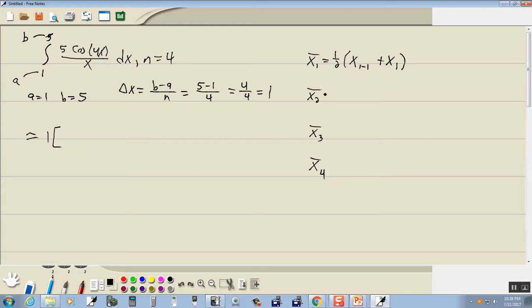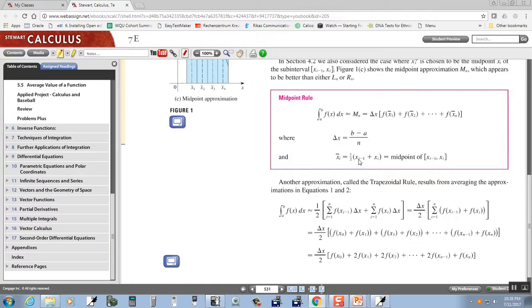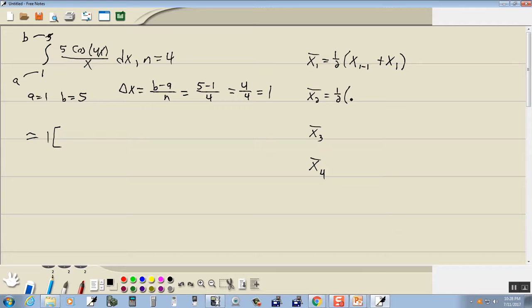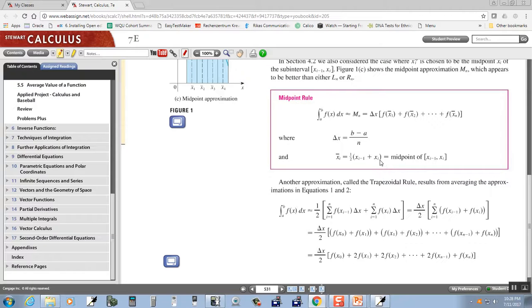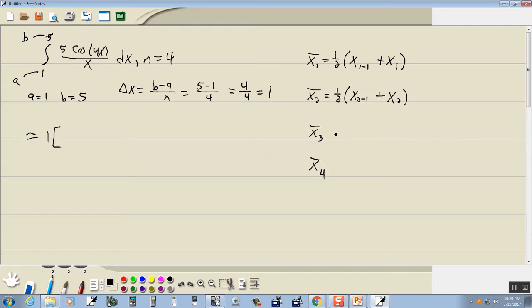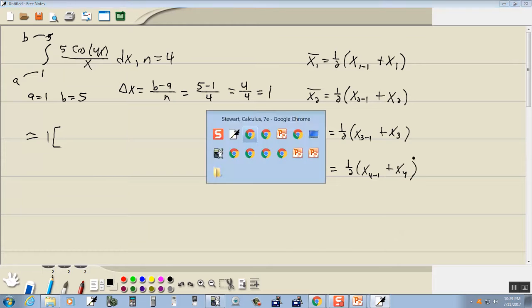And the next one, if I put 2 in there, so we got 2 minus 1 plus x, and then we put 2 in there, x2. And you're starting to see the pattern. This would be x sub 3 minus 1 plus x sub 3. And this would be x sub 4 minus 1 plus x sub 4.